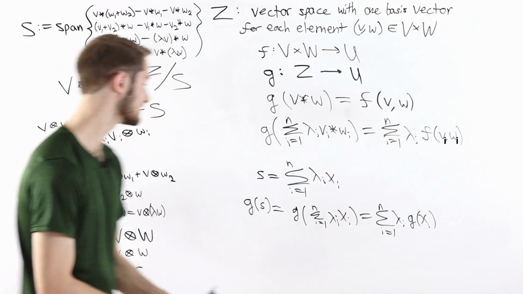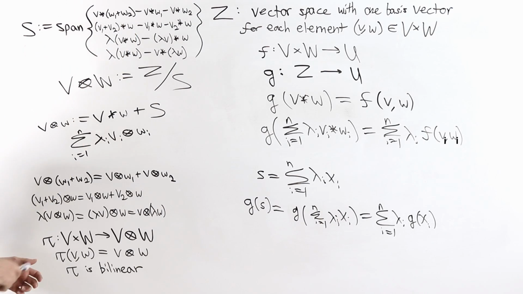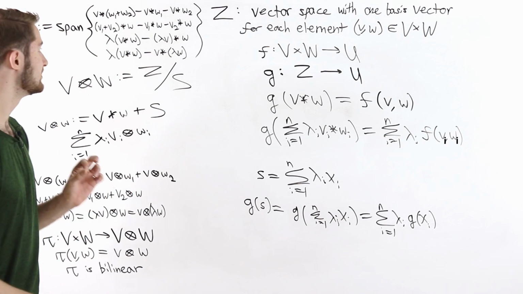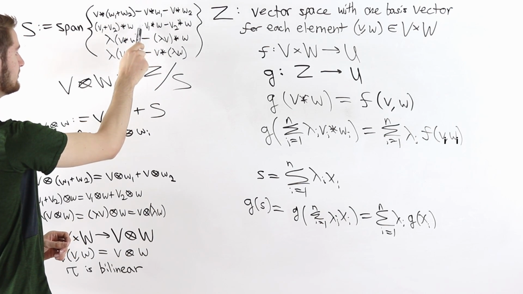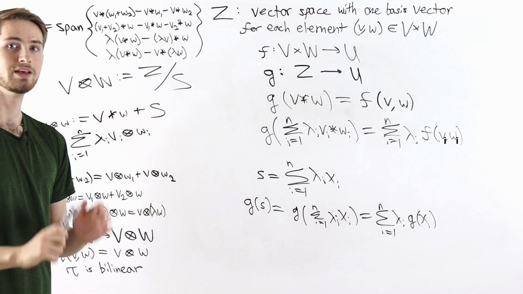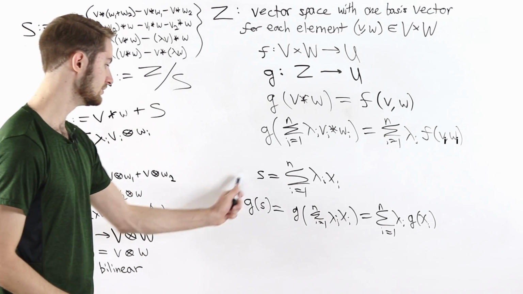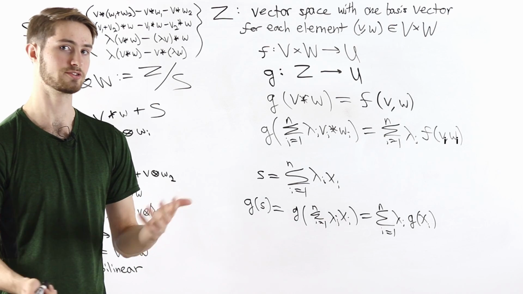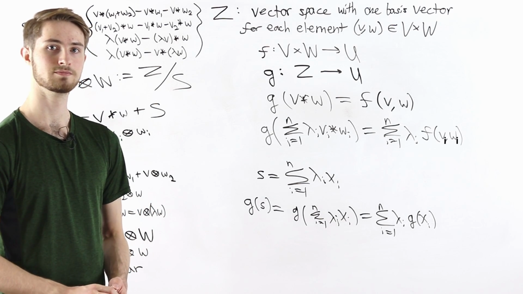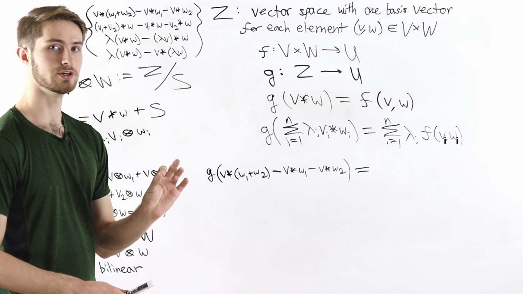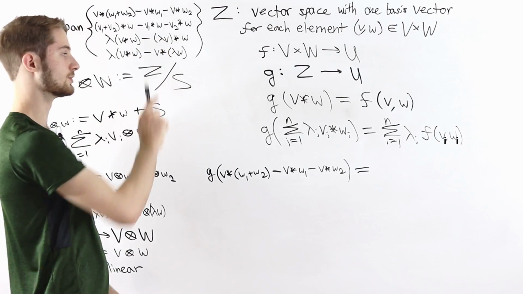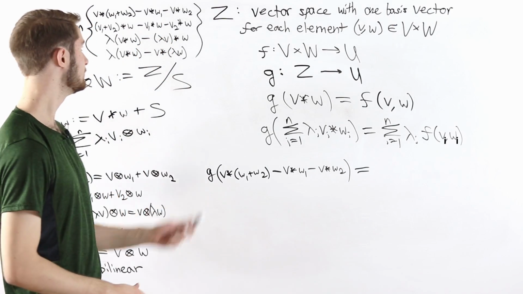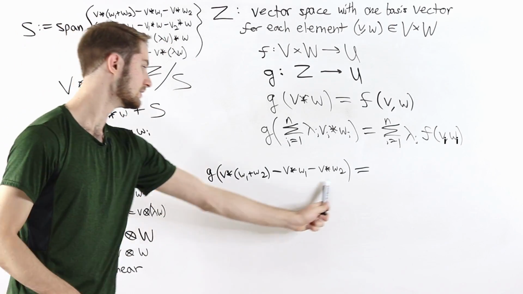Remember that each of these xi's was one of these four expressions. So if we can prove that g is 0 on each of these four expressions, that's enough for us to prove that g is 0 on the entire subspace S. And that gives us our map on the tensor product. So now we want to show that g is 0 when we apply it to each of these four expressions. Let's go ahead and do that, starting with the first expression right here.